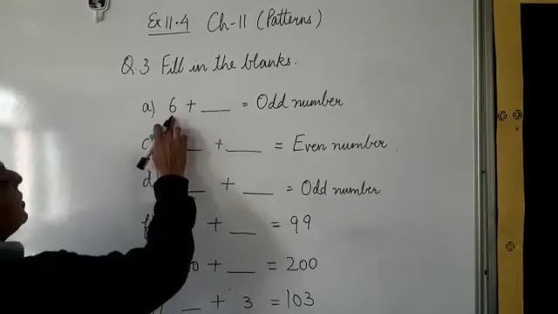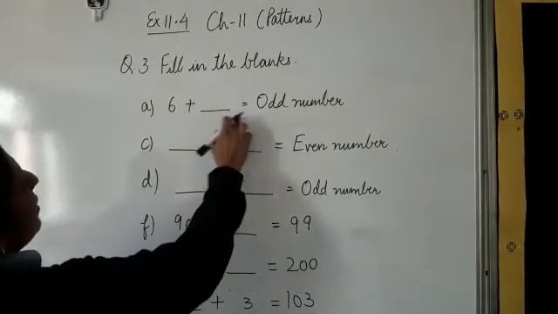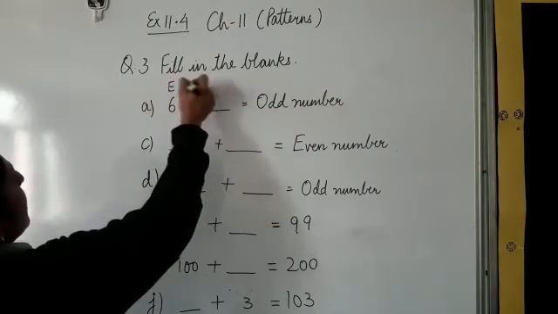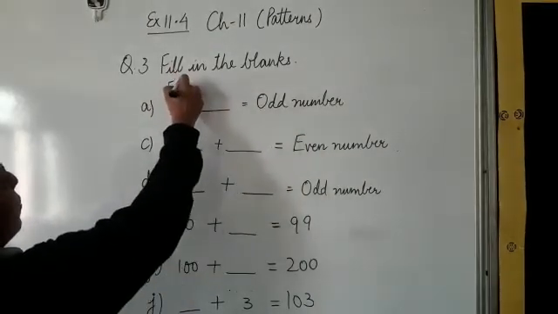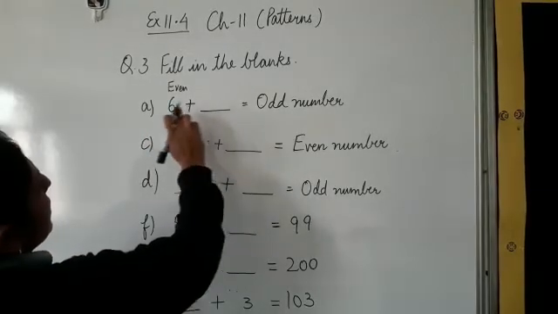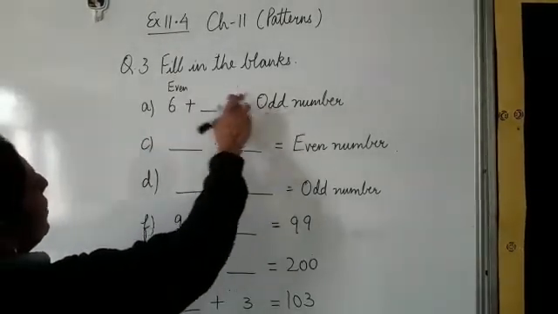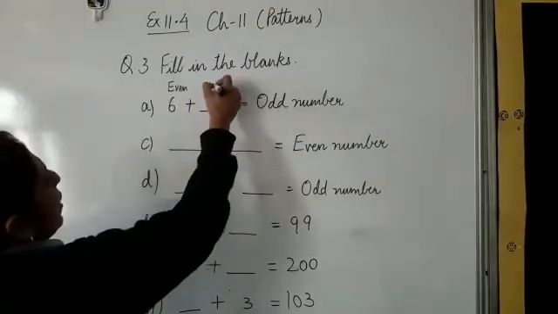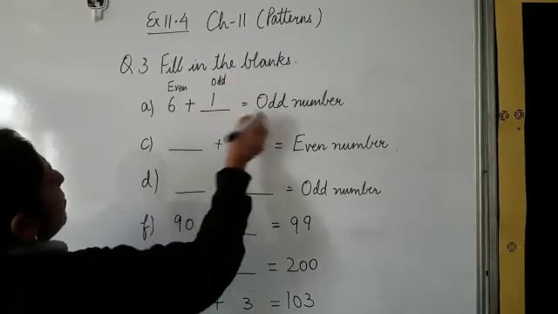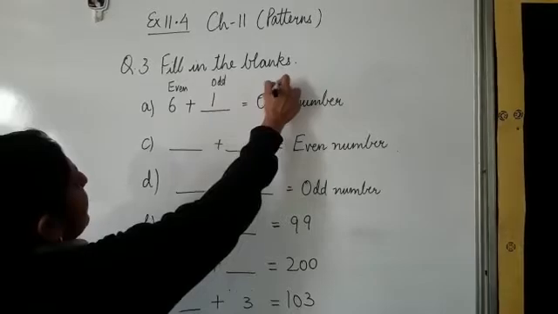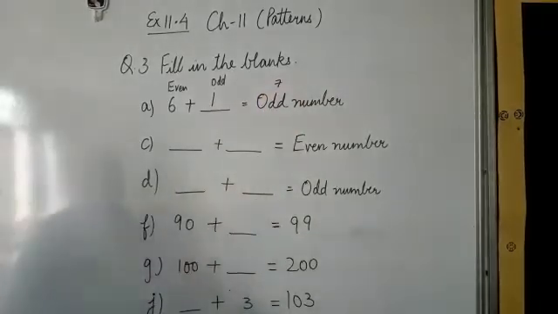So here 6 plus what equals an odd number? 6 is an even number. You have to apply the rule here now. When 6 is an even number, what will be added with the even number to get an odd number? It will be an odd number here. That means you can write 1, because 1 is an odd number. Even plus odd is odd. 6 plus 1 is 7, which becomes an odd number. This way you are going to fill these blanks.